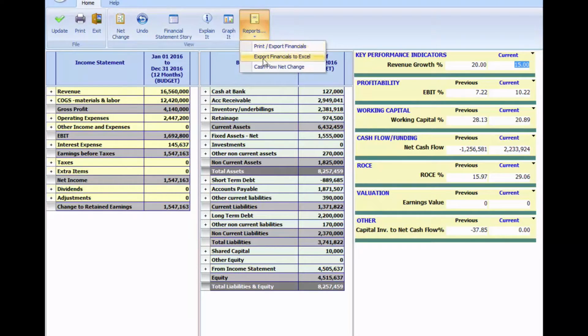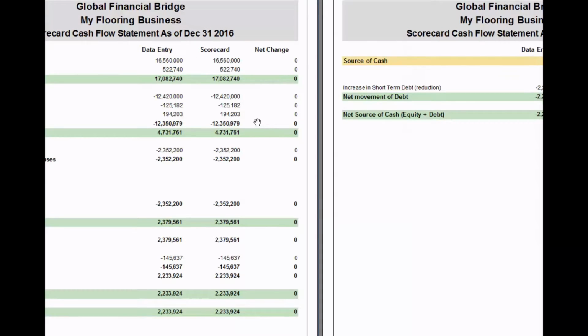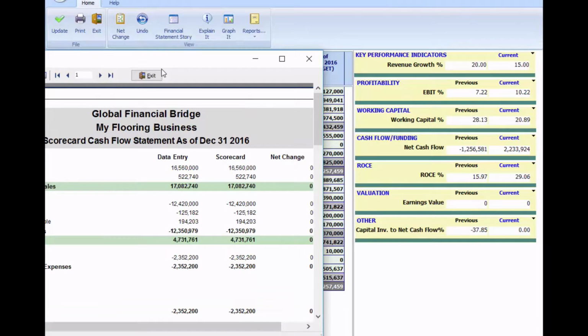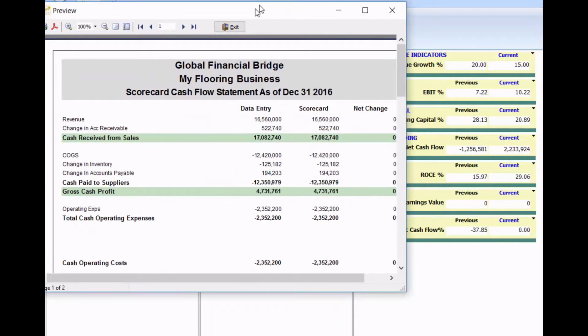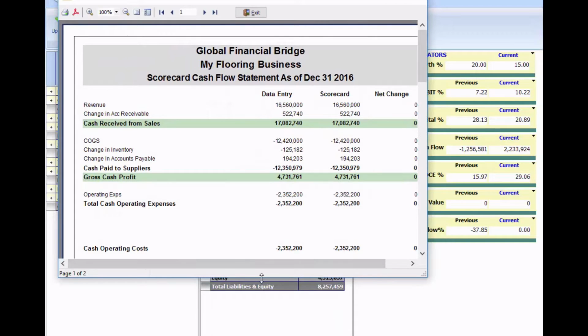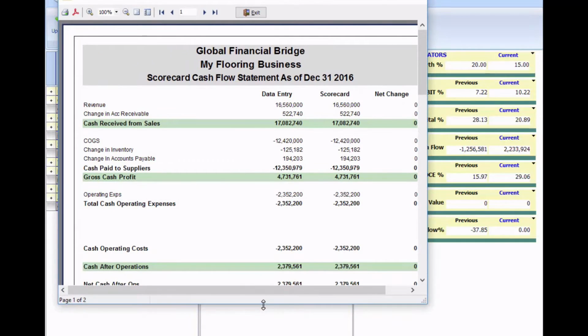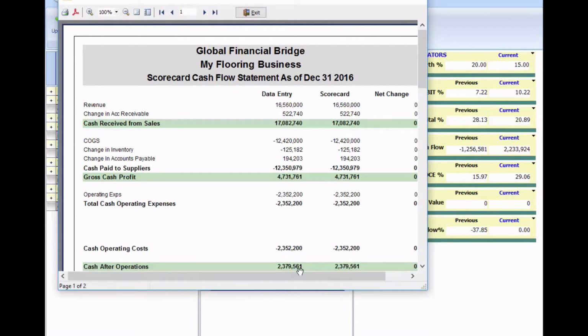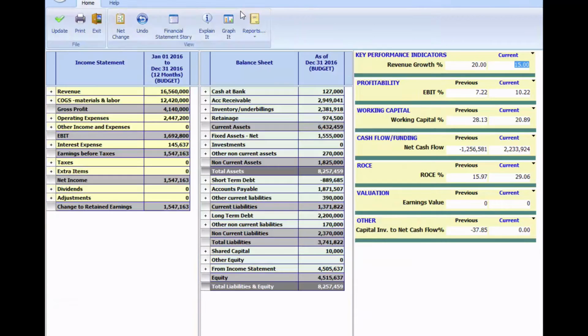And of course, we can go and quickly look at our cash flow and see what that looks like. And here it is. Here's our cash flow for the next period of time. And we can talk a lot more about cash flow going forward. But there is our cash after operations of $2.3 million. So now we can see, okay, fair enough. We're going to be generating about $1.5 million after interest.